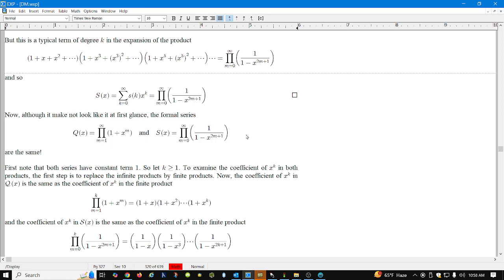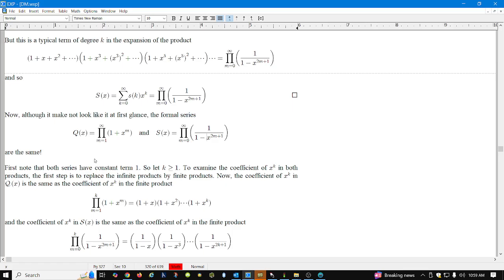Well, what's not apparent, but we're going to discuss now, is that these are the same generating function. They look totally different, but they're not. Okay, well, the first thing to notice is that both series have constant term 1. It's pretty clear from this one, and I'll let you ponder this one. We want to examine the coefficients of x to the k in both products to show they're the same.